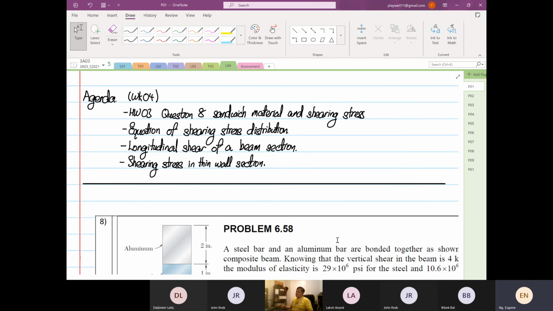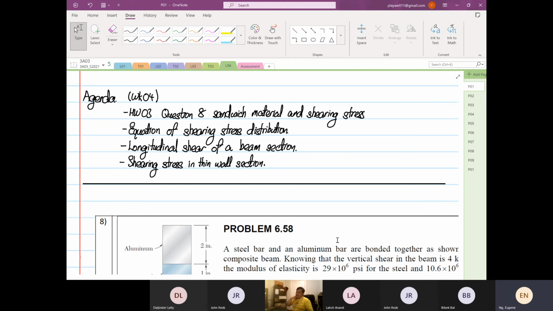And Lux asked me if you take a different material as a reference material, will your answer still be the same? The answer is yes, and I'm going to show you based on this example. Okay, homework 3, question 8.